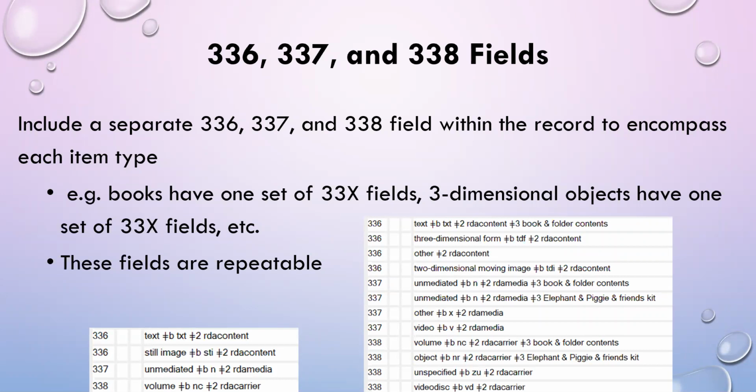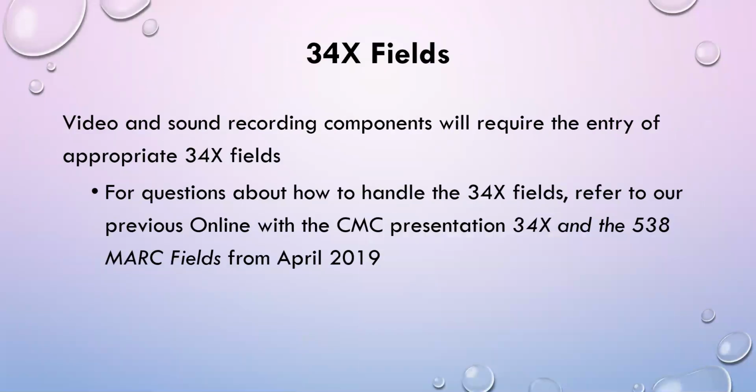All of these fields are repeatable, and multiple content types should be recorded in separate occurrences of that field. As you can see, the book and three-dimensional objects within the kit each have their own set of 336, 337, and 338 fields. If your kit contains a video recording or audio recording, you will need to include appropriate 34x fields. For questions on how to enter the 34x fields, you can refer to the CMC's previous presentation on the topic titled 34x and 538 MARC fields from April of 2019.